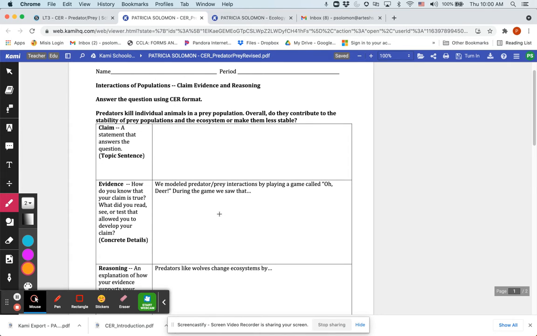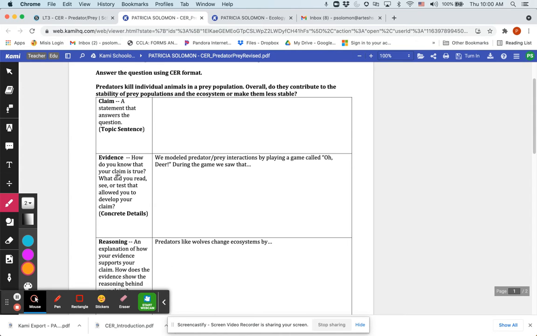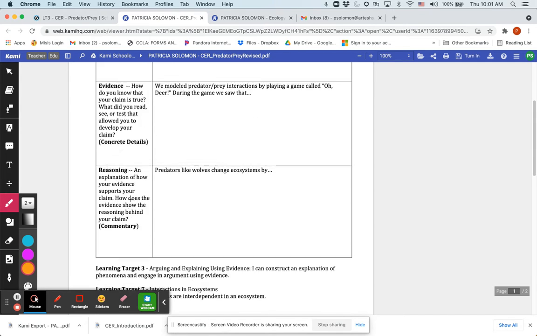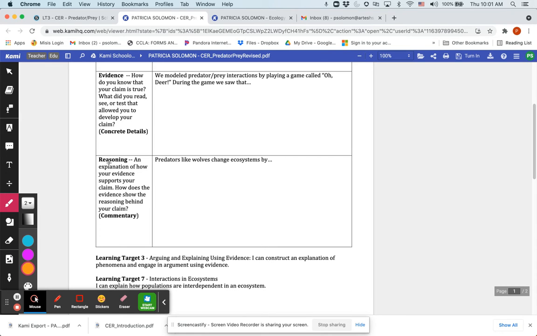So, as we said before, a claim is a statement that answers the question. That's your topic sentence. Your evidence is what do you know? What did we do and what did we find out, in order to prove that our claim is true. And then the other thing is reasoning, an explanation of your evidence and how it supports your claim. This is where you're going to really explain everything.